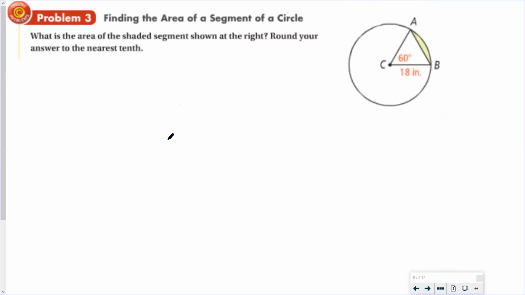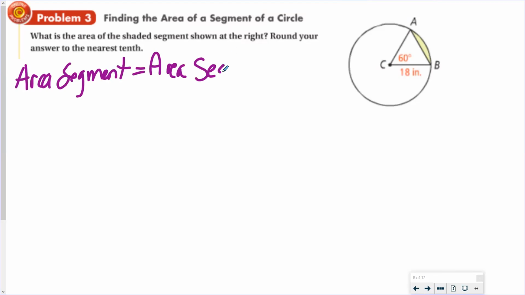Now let's do this problem here. Find the area of a segment of a circle. What is the area of the shaded segment shown on the right? Now look at this picture here. Here we have the circle. I need to find this yellow shaded part, which is a segment. As we said, if we want to find the area of the segment, you need to find the area of the sector minus the area of the triangle.